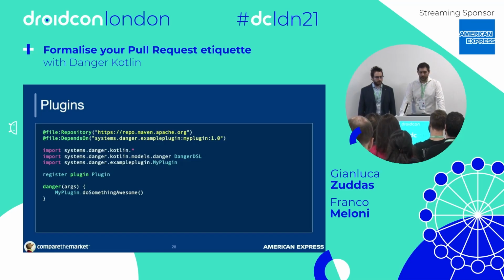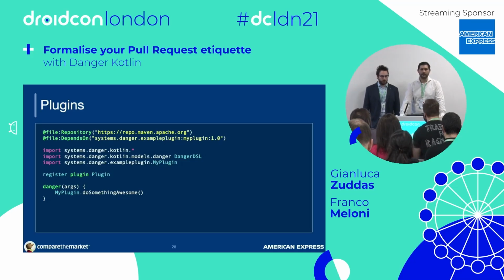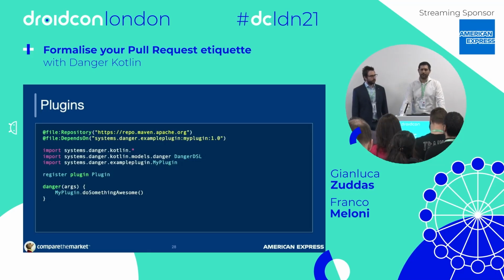Danger Kotlin at the moment is still very young, so we don't have a lot of plugins available yet. For example, I've made one plugin for Android lint to check the Android lint failures on PRs. We have a few plugins for detekt. We have a plugin for unit testing, which publishes the unit test failures on PRs. We have a plugin for Jira, for example. But if you want to contribute, the development of a new plugin is probably a good start.